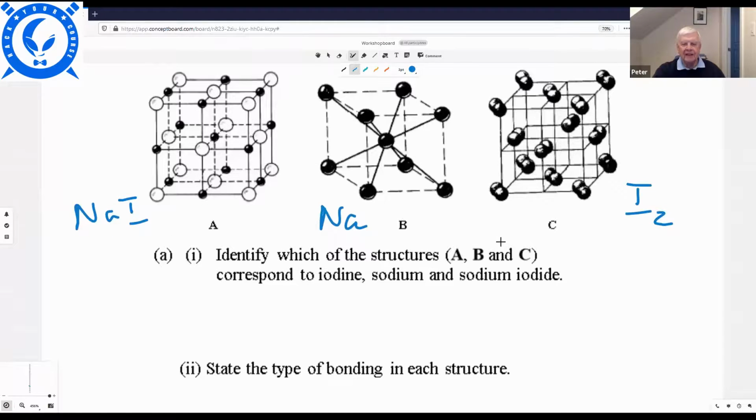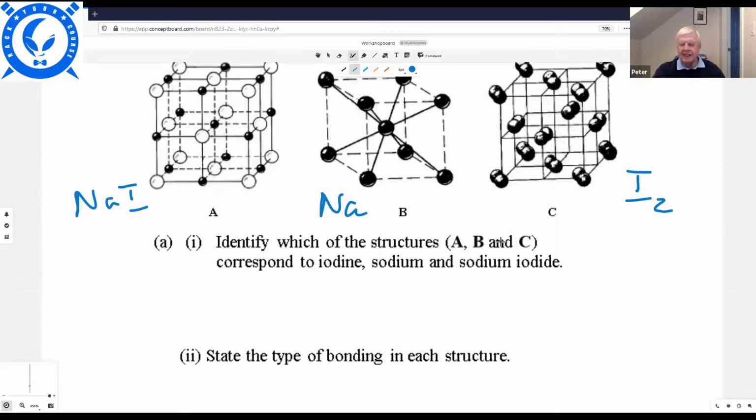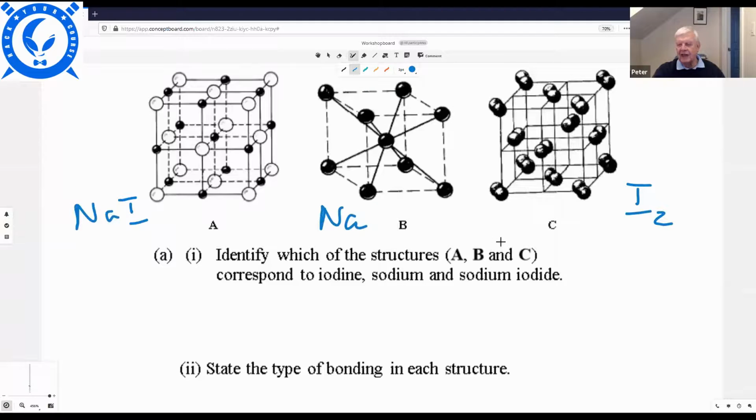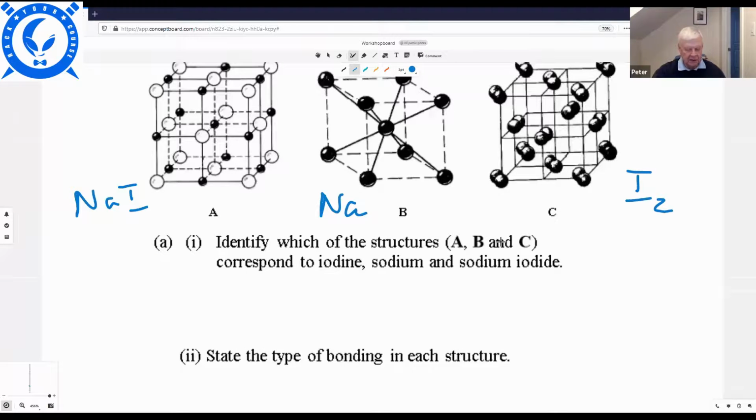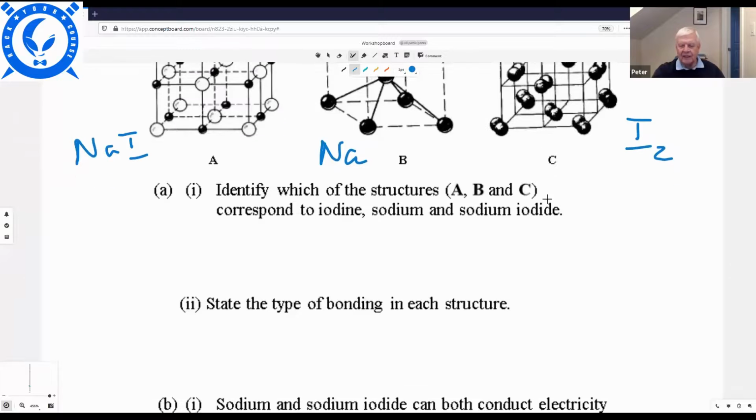The type of bonding, A is ionic, B is metallic, and C is intermolecular forces between the diatomic molecules. The bonding within each diatomic molecule, of course, is covalent. But in C, you only have van der Waals or London forces. That's it. So therefore, in terms of volatility, you would expect C to be the more volatile, the more readily vaporized.